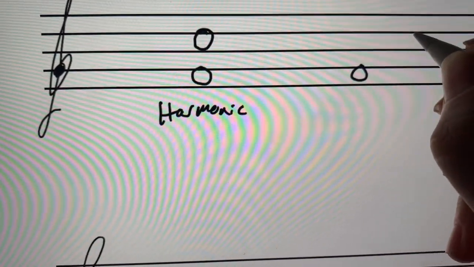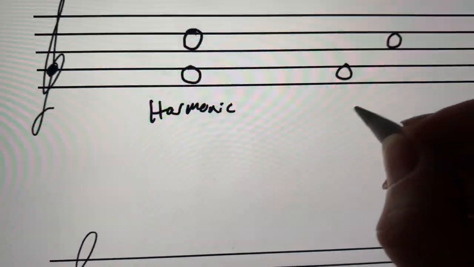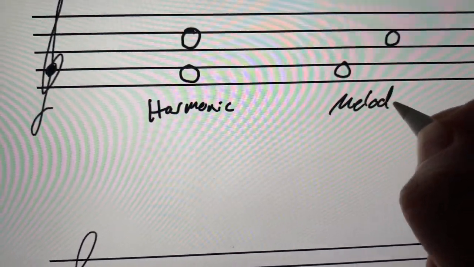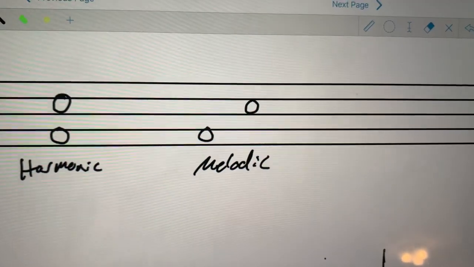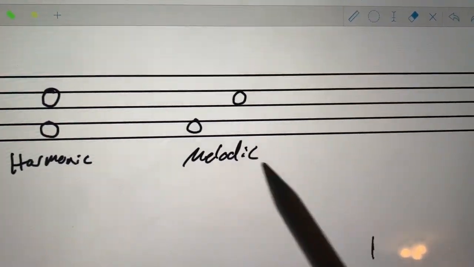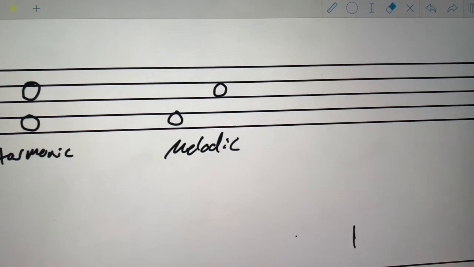Whereas if the intervals were considered to be melodic, they'd be played one after the other, okay? So that would be an example of a melodic interval. I'd be playing the first note F and then playing this note C after it, okay?